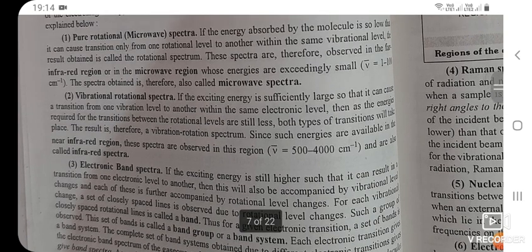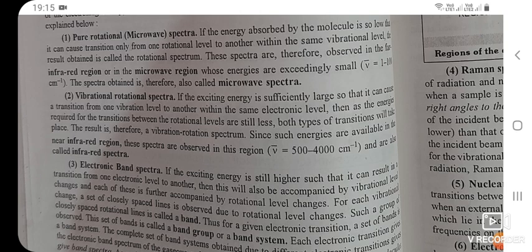Pure rotational microwave spectra. If the energy absorbed by the molecule is so low that it can cause transition only from one rotational level to another within the same vibrational level, the result obtained is called the rotational spectrum. These spectra are therefore observed in the far infrared region or in the microwave region whose energies are exceedingly small. The spectra obtained is therefore also called microwave spectra.